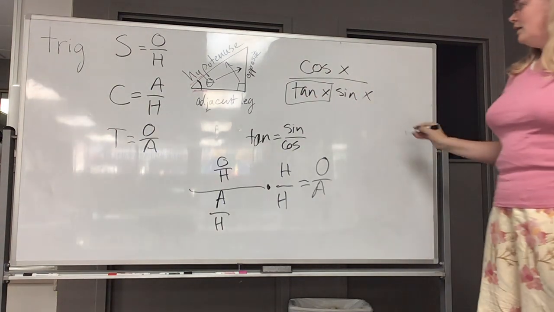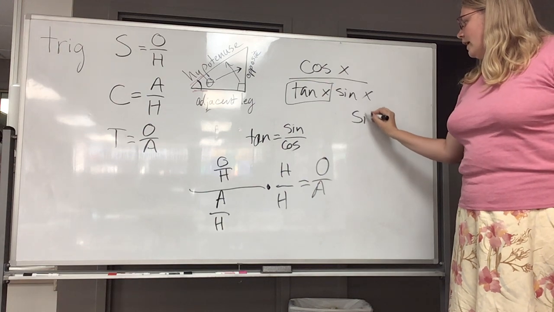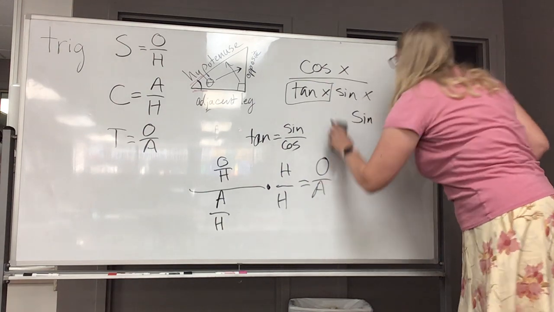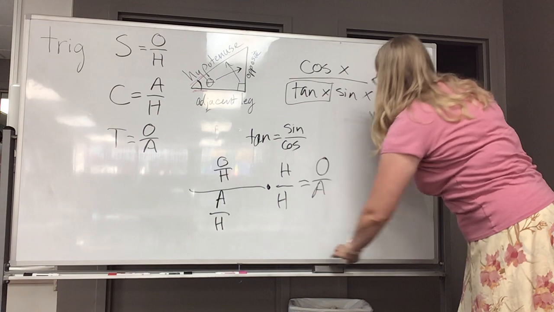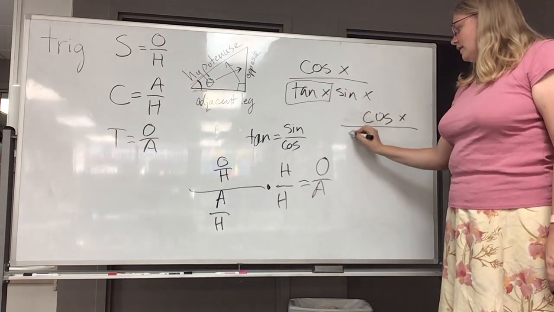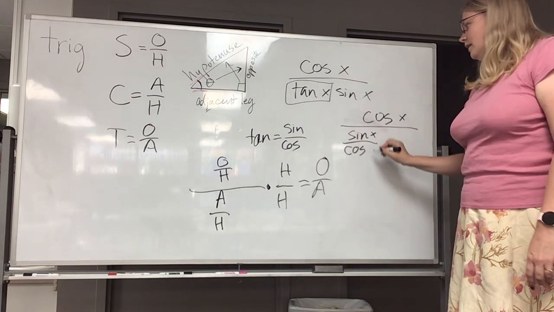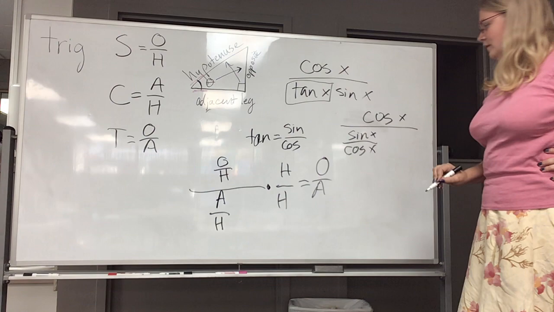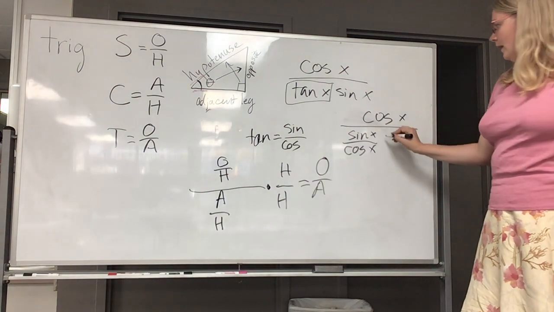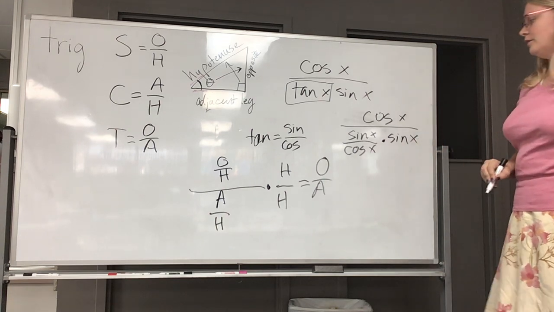tangent equals sine, I need to get myself more room. So we've got cosine on the top still, cosine of x. Tangent is sine of x divided by cosine x. And then this is times sine x.